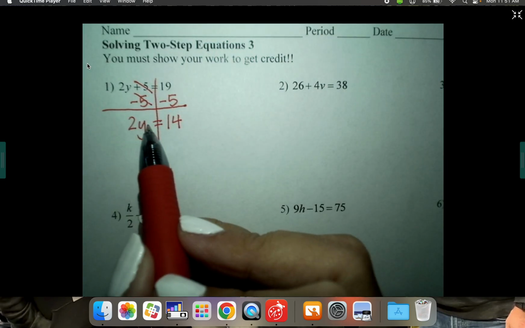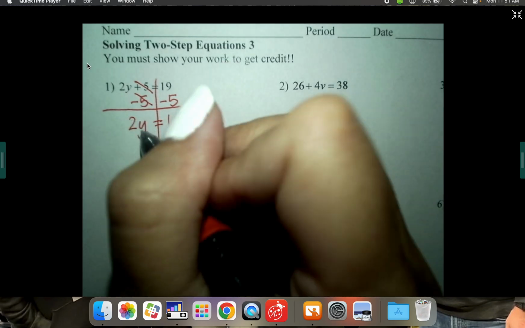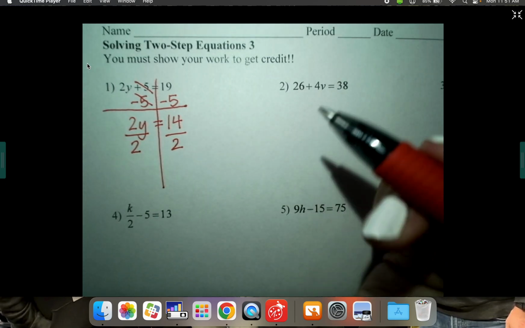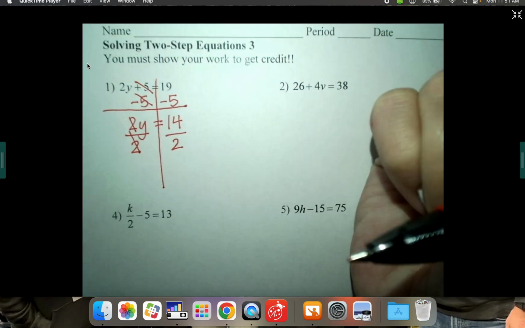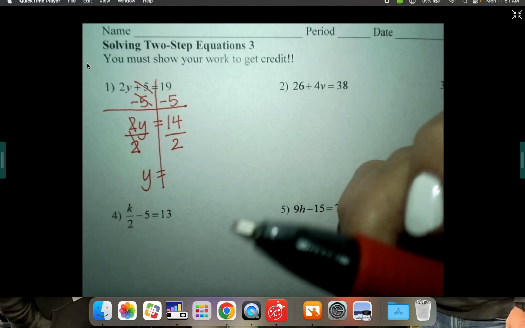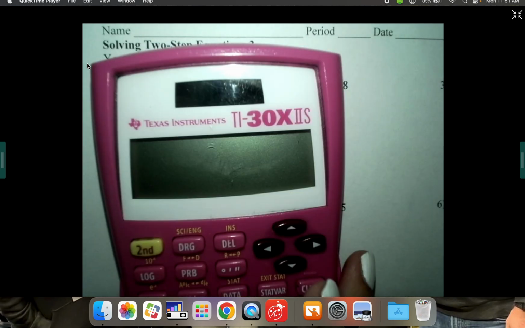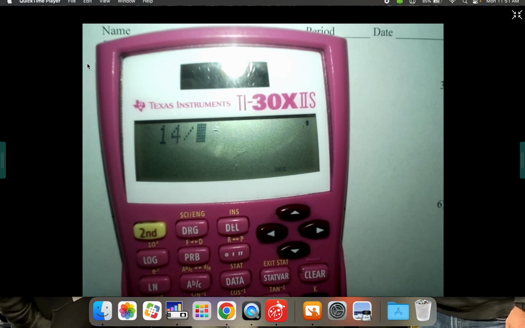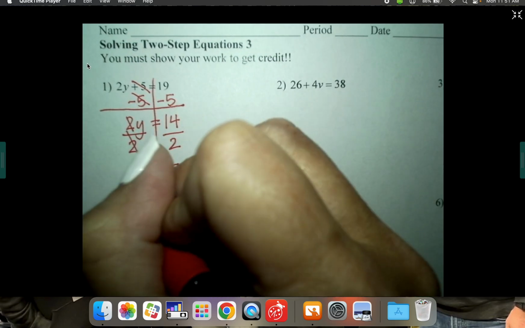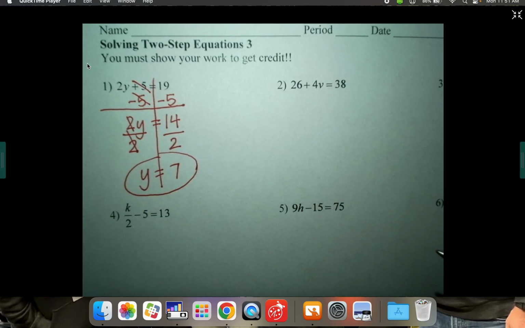And then the last step, y is being multiplied by 2, so you are going to divide by 2 on both sides. Be sure you cancel them out over here, leaving y by itself. And then on the right, just do the math in your calculator. 14 divided by 2 is 7. Circle that final answer just to keep your work nice and neat.